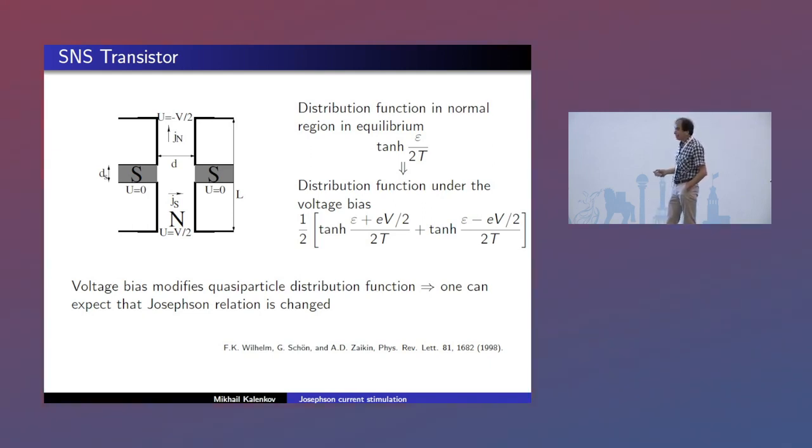As we apply the voltage, we should modify the equilibrium distribution function and replace it by this one. And of course, we expect that as soon as the quasi-particle distribution function is not equilibrium, the Josephson effect should be different from the equilibrium one. And it is indeed the case.